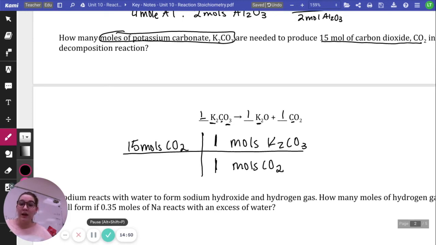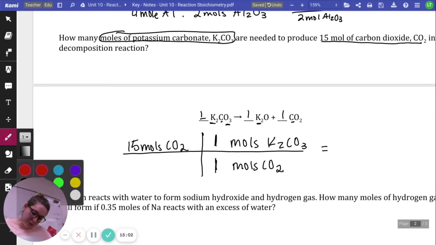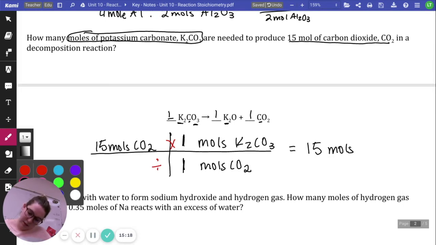Then our next step is to convert to what the problem is asking for. It's asking for moles of potassium carbonate. So we're good to go and we're ready to solve. To solve this one, we will multiply across the top and divide by the product of the bottom. This one's nice and easy because our numbers are 1. So we will end up with 15 moles of K2CO3.